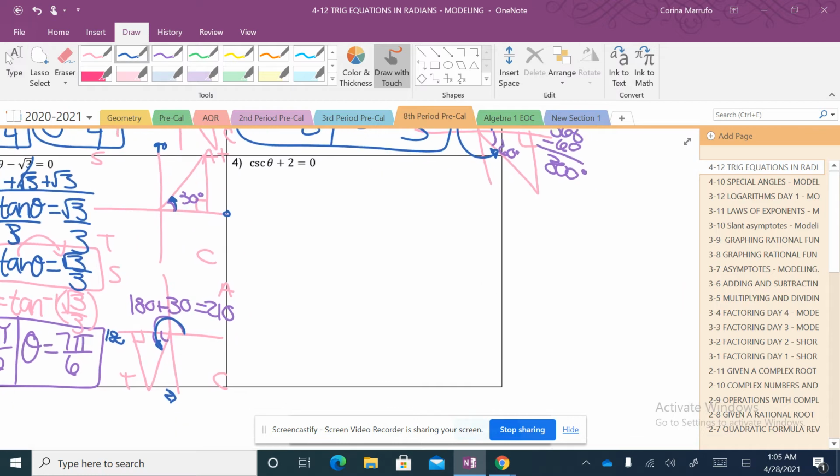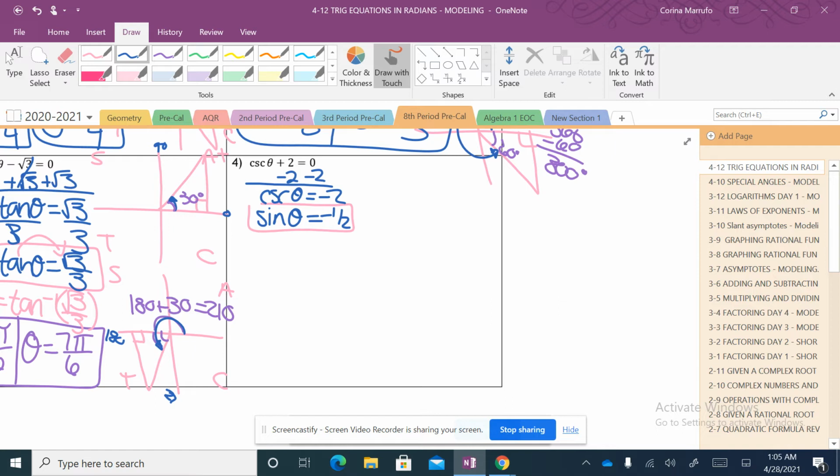Okay, so here we have cosecant of theta plus 2. We're going to get cosecant of theta by itself first. So we have cosecant of theta equals negative 2. Then I'm going to switch it around just because we don't have a cosecant button on our calculator. So the opposite of cosecant is sine of theta equals, well, not negative 2, I'm sorry, negative 1/2. We have to flip it around because cosecant is the opposite of sine. So I have to flip around the ratio.